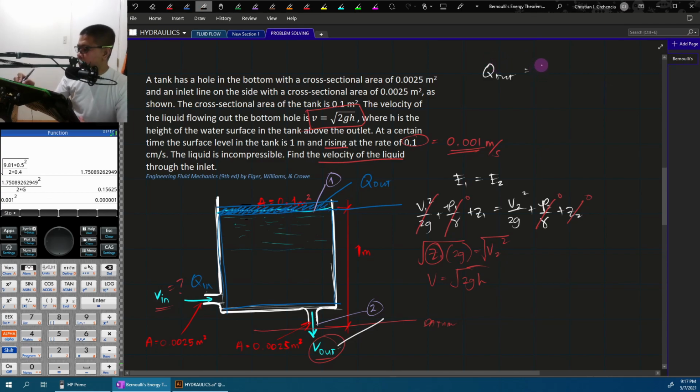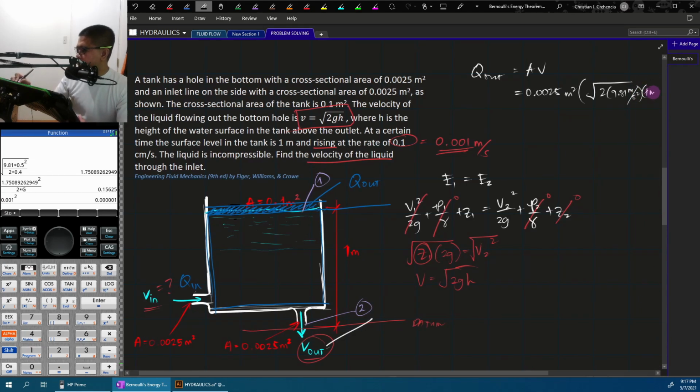So, Q out is equal to, diba Q is area times velocity. And area is 0.0025 meter squared. Then, the velocity is square root of 2gh. 2 times 9.81 meter per second squared. Then, ang h is 1 meter. Okay, so we can solve for Q out.